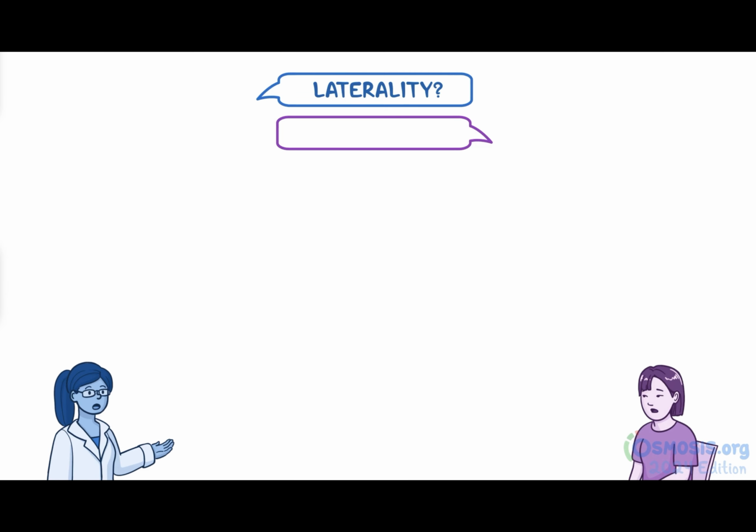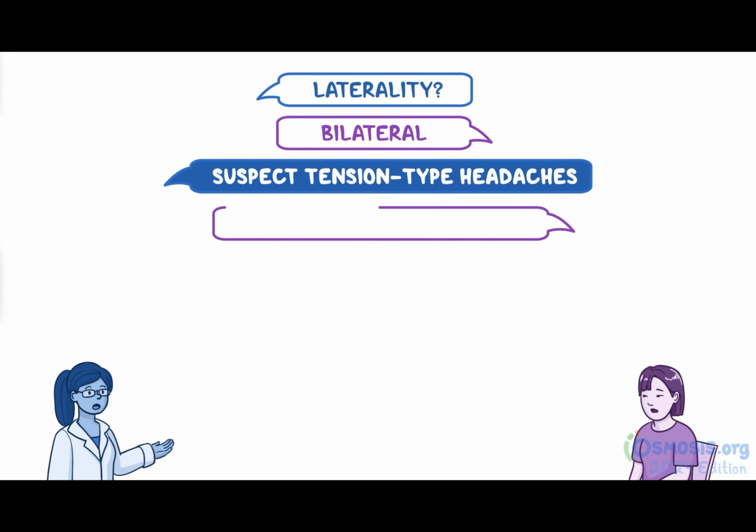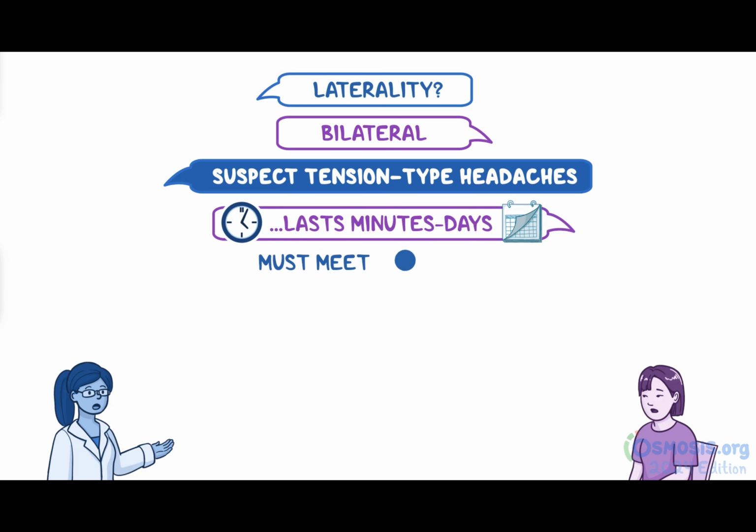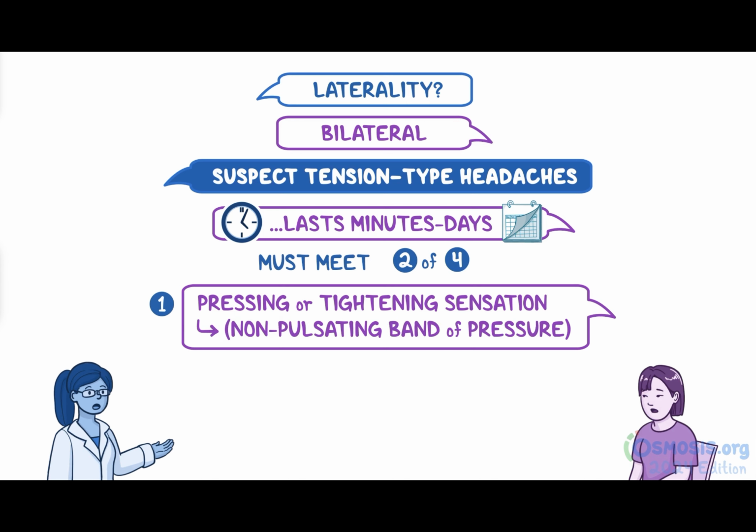If their headaches are bilateral, suspect tension-type headaches and assess the criteria for tension-type headaches. This type of headache can last minutes to days and must meet at least two of the following four characteristics. First, these headaches are associated with a pressing or tightening sensation. Sometimes your patient will describe this feeling as having a non-pulsating band of pressure around the head.